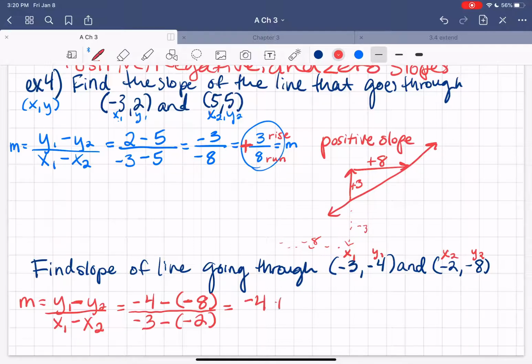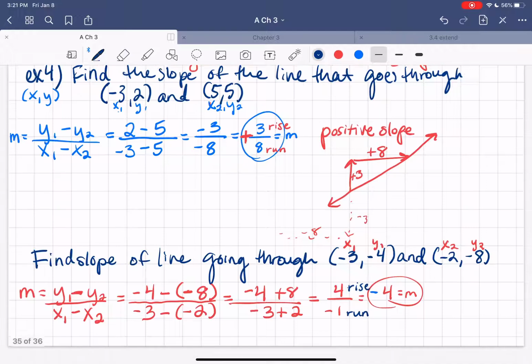So I have -4 plus 8 over -3 plus 2. And then when I evaluate that, I get 4 over -1. So that's -4. So for this one, my slope is -4. As you can see, it's a negative sign. And this one is interesting when you look at the rise and the run, because we're saying it's a rise of 4, but a run of -1.